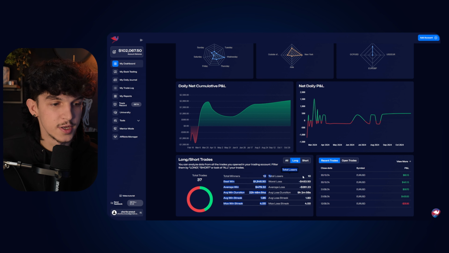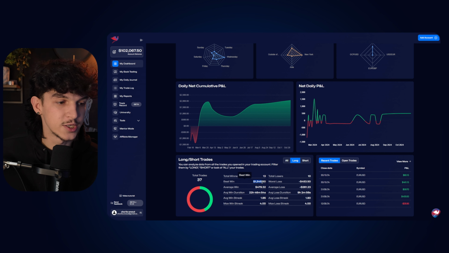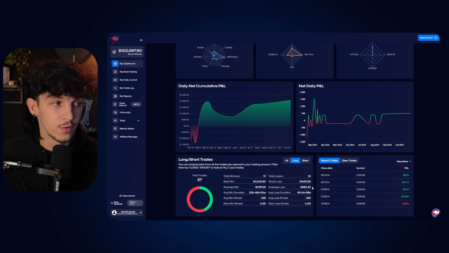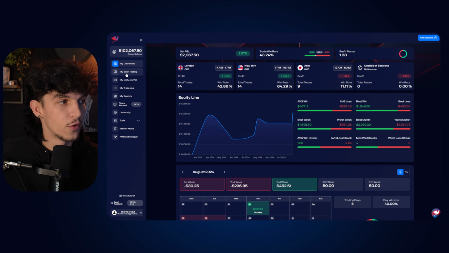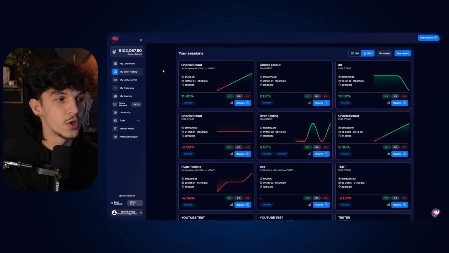So we have total winners of 13 and total losers of 10, with our best win being $1,500 and our worst loss being $400. Our average win on this one is $500 and our average loss is 260. So for me, that risk to reward is very, very good. So that is the beautiful dashboard for your account, just to do a bit of analysis and see how your account is performing. You go on to your sessions.